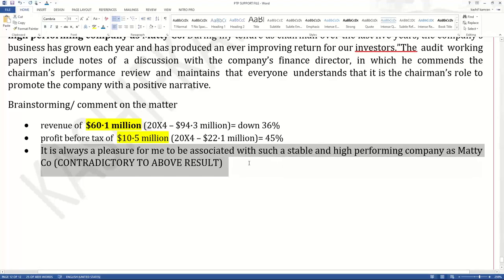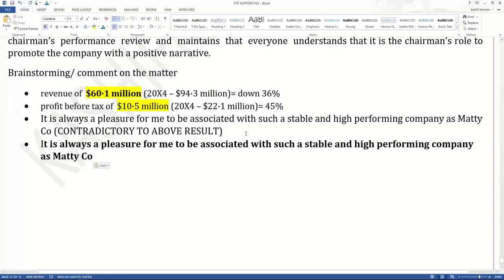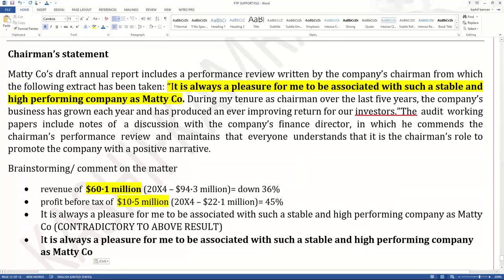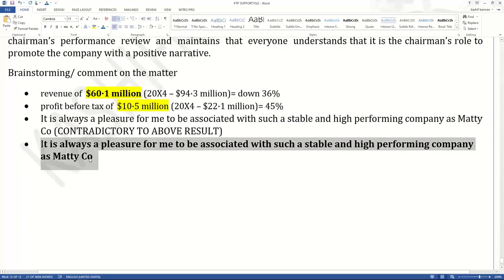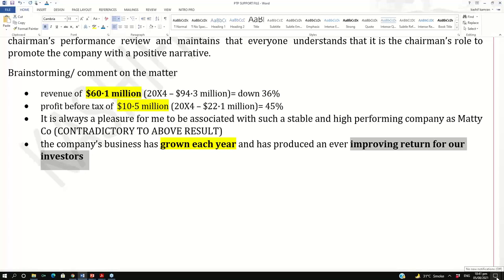Okay, let's go back above. "During my tenure as chairman, over the last 5 years, the company's business has grown each year and has produced an ever-improving return for investors." Is that a contradictory statement again? The company's business has grown each year. Has it grown this year? And has produced improving returns to investors. Profit has gone down by 45%, and the chairman is saying improving return for an investor.